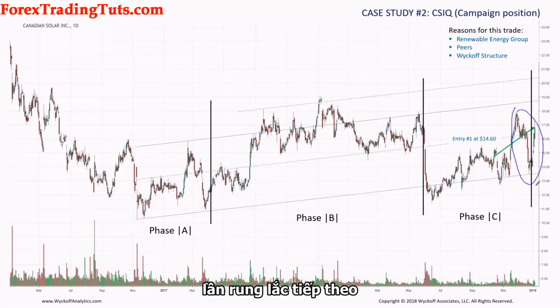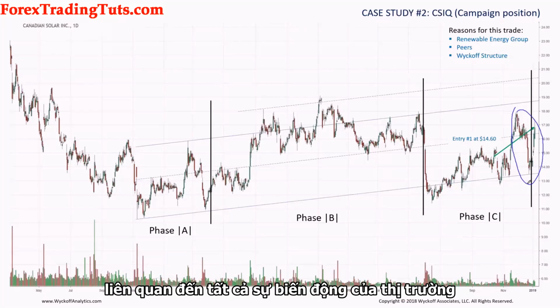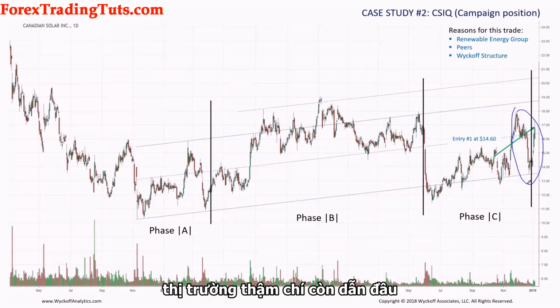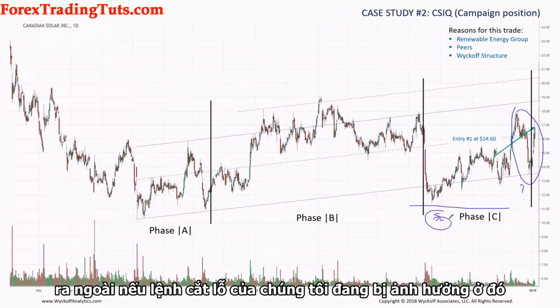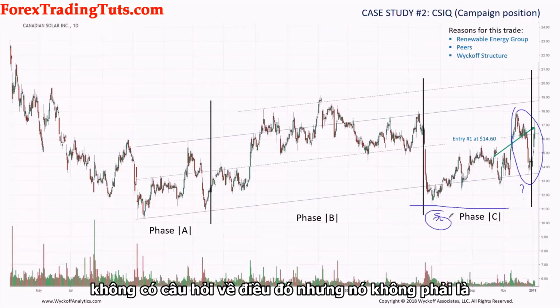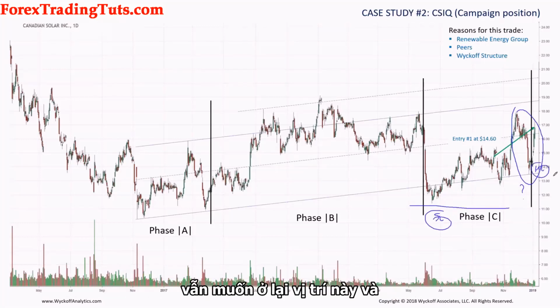The next shakeout type of reaction is all market related. It's not stock related, it's not group related, it's all market. Volatility of the market takes even the leadership stocks down. So we just need to assess what kind of damage the market could do to this particular stock. Again, we are out if our stop loss is being hit. There is no question about that, but it's not. Instead, we're seeing a higher low, and we still want to stay in this position. And currently, I'm still in this position.